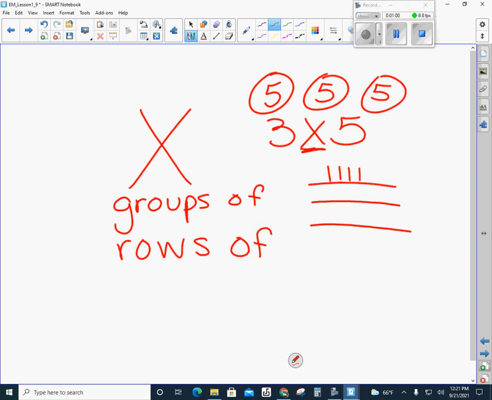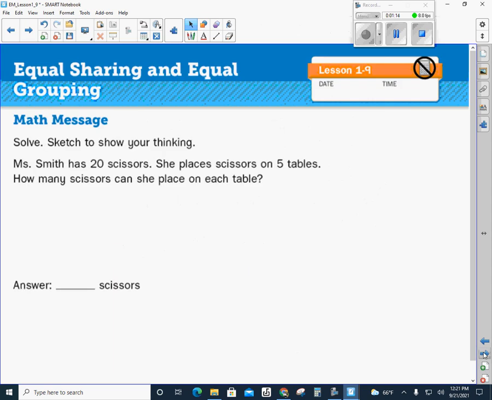1, 2, 3, 4, 5. That is, again, 3 rows of 5. So we're going to do some problems with equal groups and arrays, again drawing pictures. All right, so I want you to get out your math workbook and turn to page 18. So if you're not there yet, pause the video and get ready.